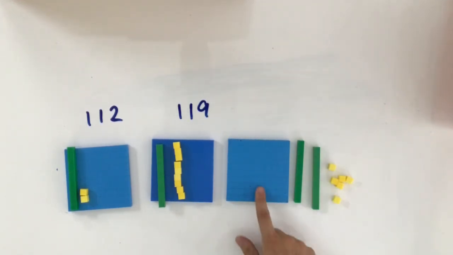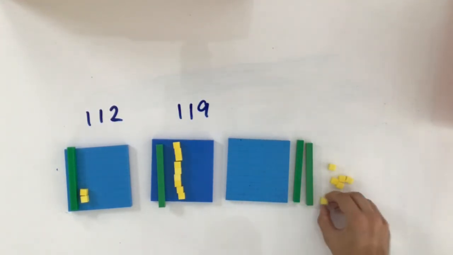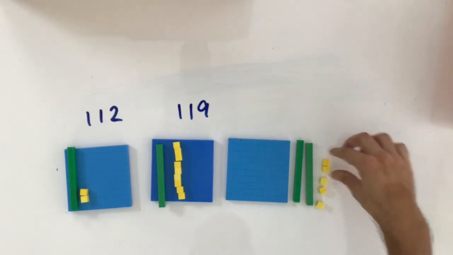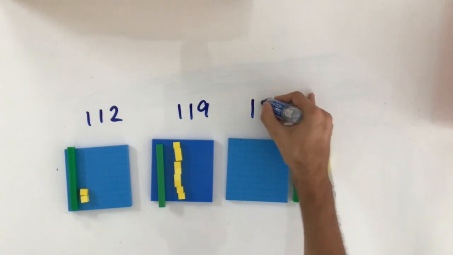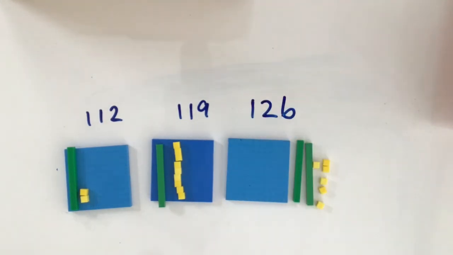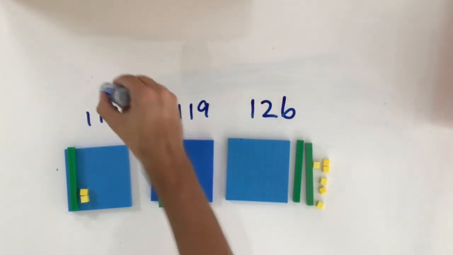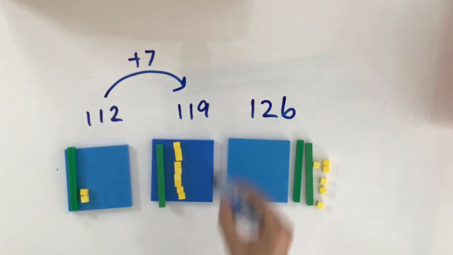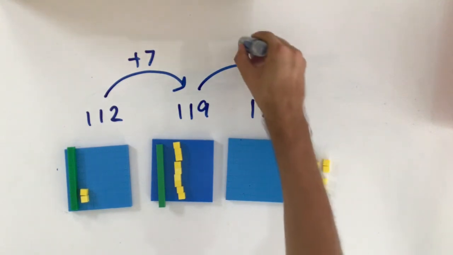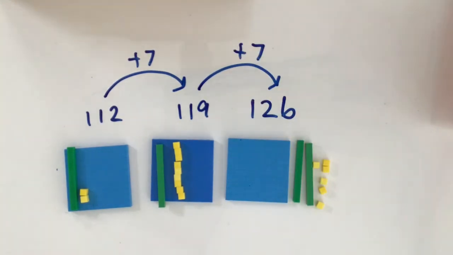So now I've got 100 and 10, 20, 1, 2, 3, 4, 5, 126. So this time we've practiced adding 7. So 112 and 7 more is 119, and 119 and 7 more is 126.